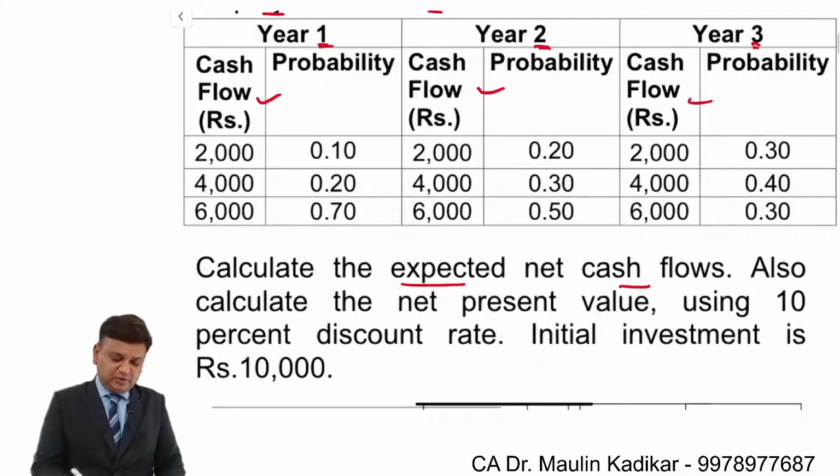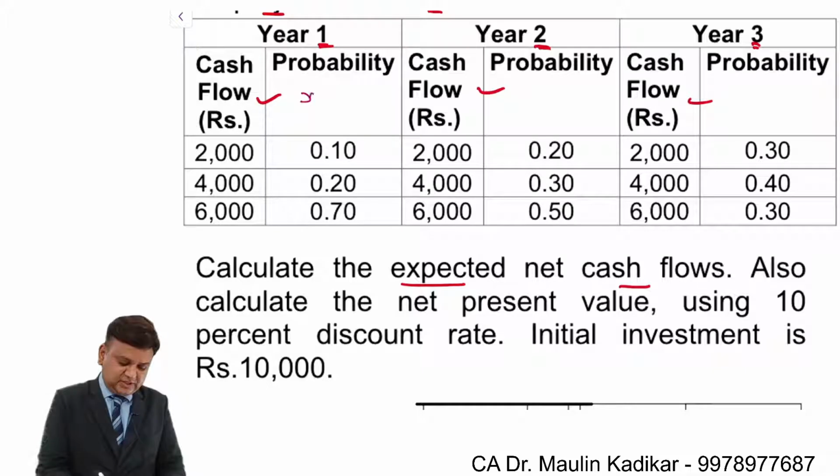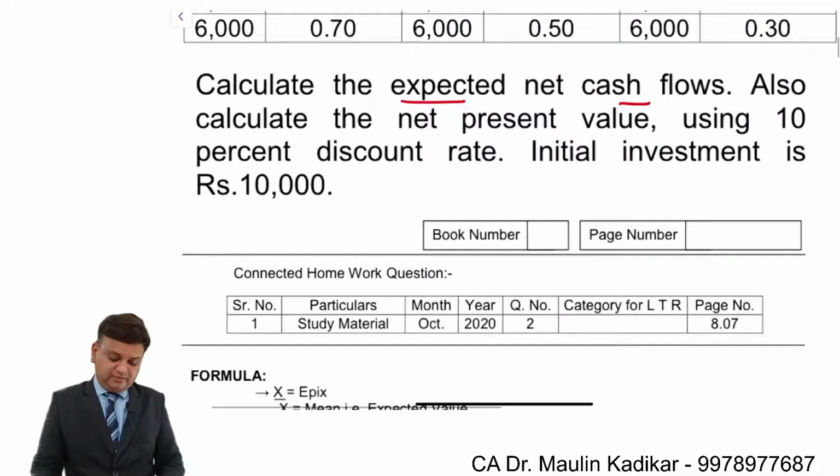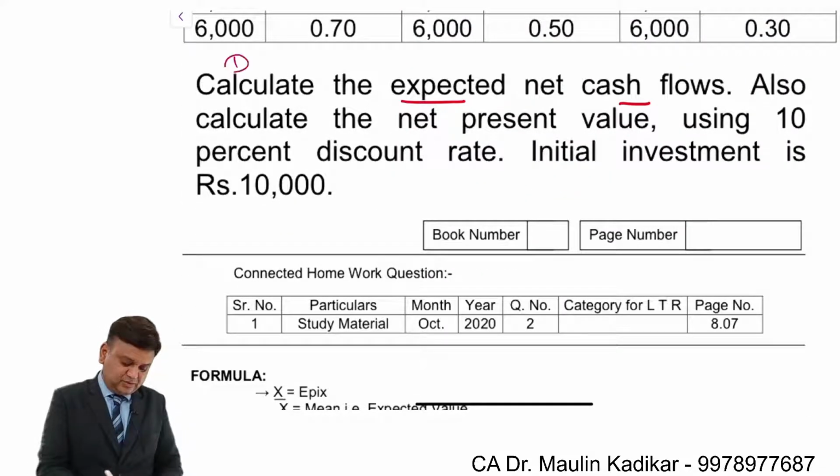So we are required to compute the expected cash flow for the first year, expected cash flow for the second year, and expected cash flow for the third year. This is the way the mean expected cash flows are required to be found. That is the first question.